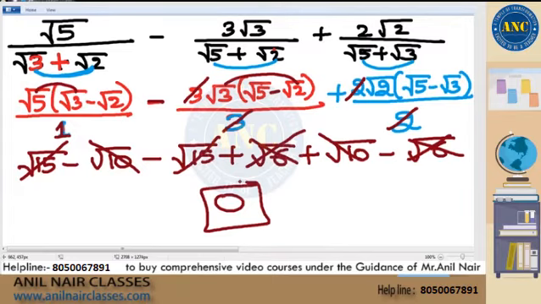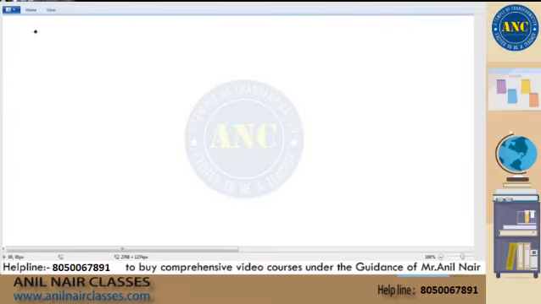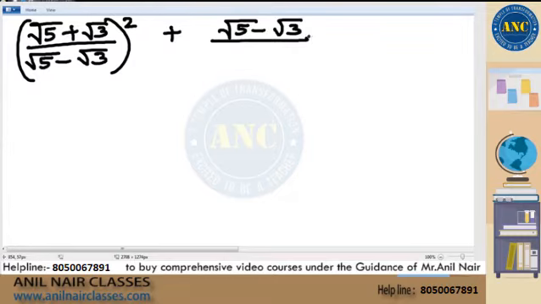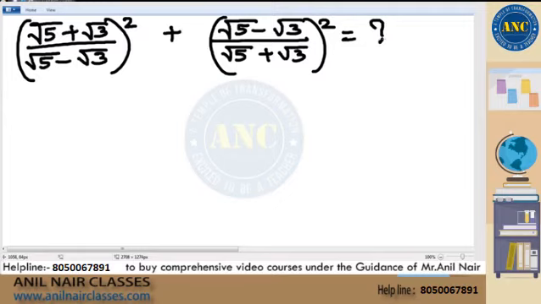Idea should be very, very clear. Another question. See this question, sir: (root 5 plus root 3 divided by root 5 minus root 3) whole square, plus (root 5 minus root 3 divided by root 5 plus root 3) whole square. This value I need to find.